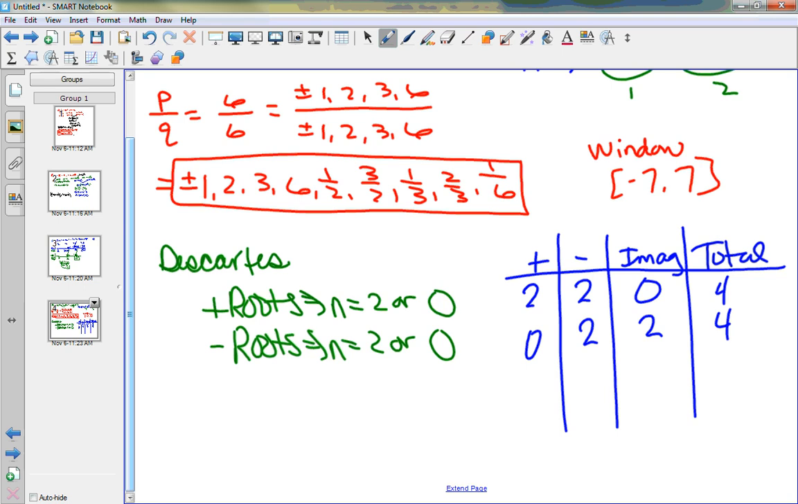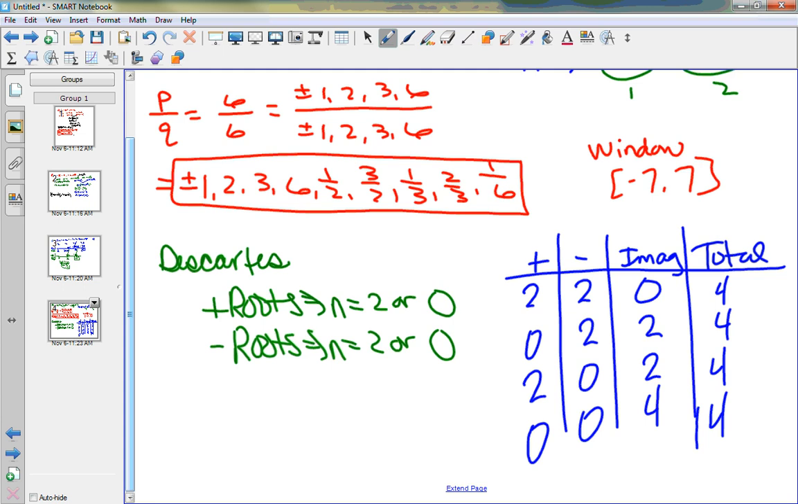Well, I can have 0 negative, which means I can still have 2 positive, which means I can still have 2 imaginary to give me a grand total of 4. Do you see that? I can have 0 negative still and still have 0 positive to give me 4 imaginary to give me a grand total of 4. Do we understand the long chart on that one?